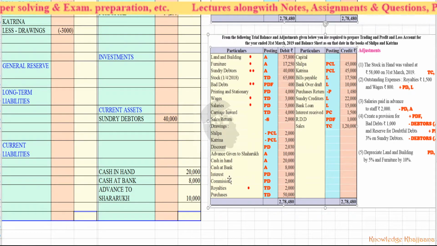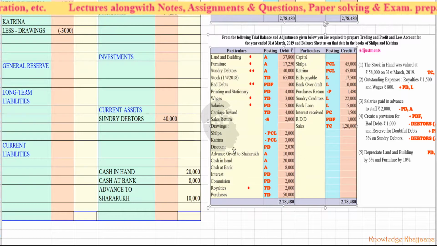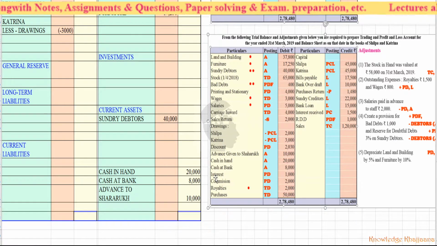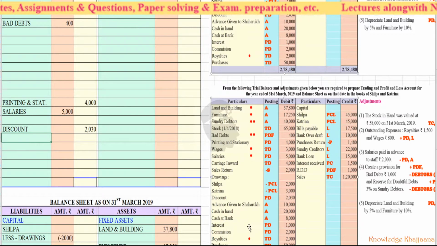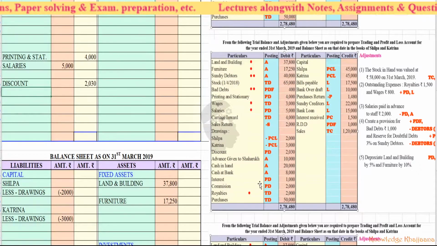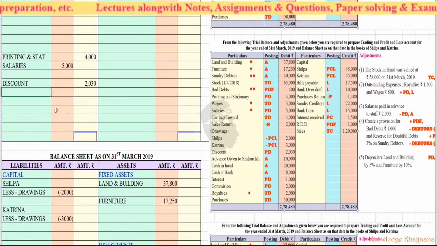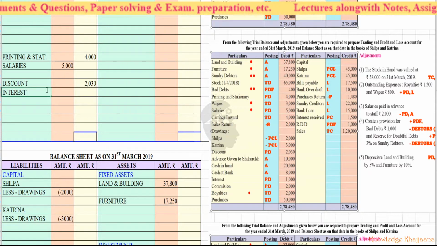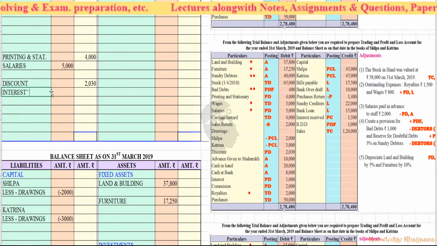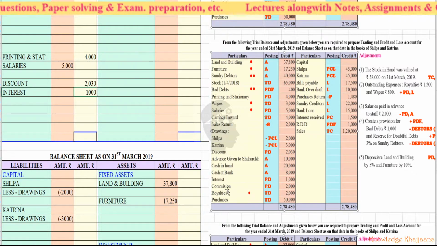Okay, then interest. Interest is given on the debit side of the trial balance. So interest is paid, so it is an expense. So we have to write it in the profit and loss account debit side. How much interest has been paid? Interest of rupees 1,000 has been paid. There is no adjustment.